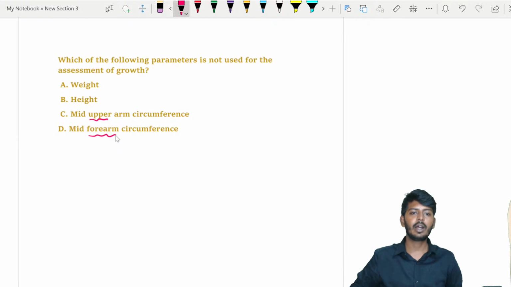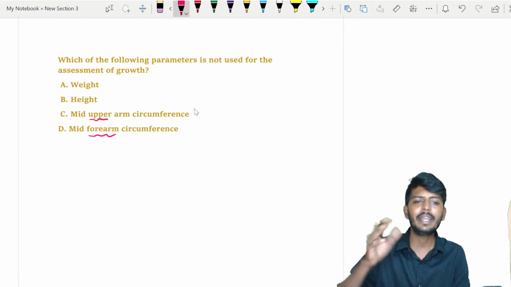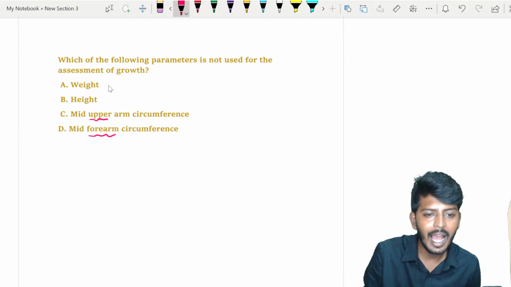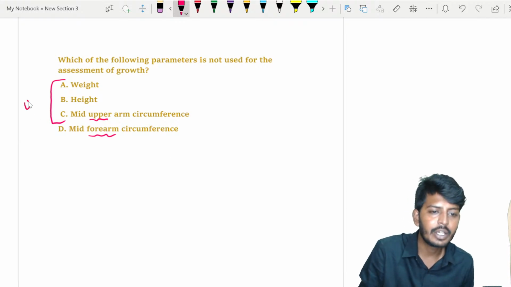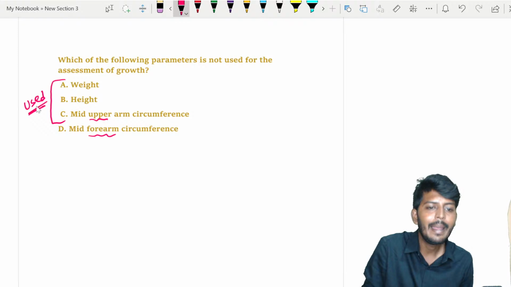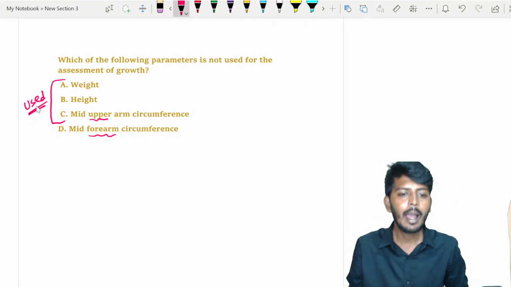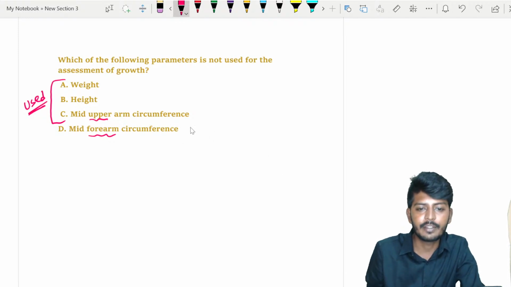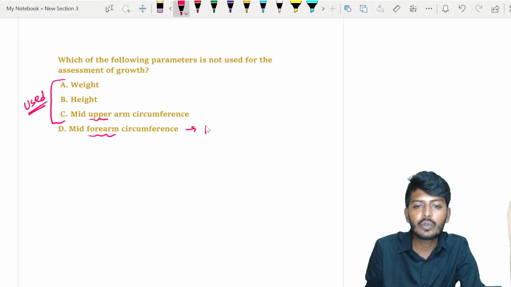Okay, so what all is used? Mid upper arm circumference, mid arm circumference, is measured by Shakir's tape. This is anthropometric data, all three of them, A, B, C. These are used for the assessment of growth. But mid forearm circumference, where do we use it? It is used for the assessment of malnutrition.